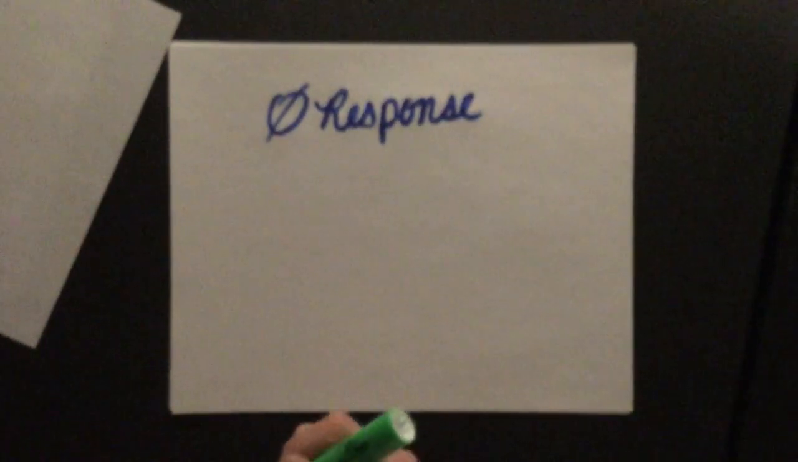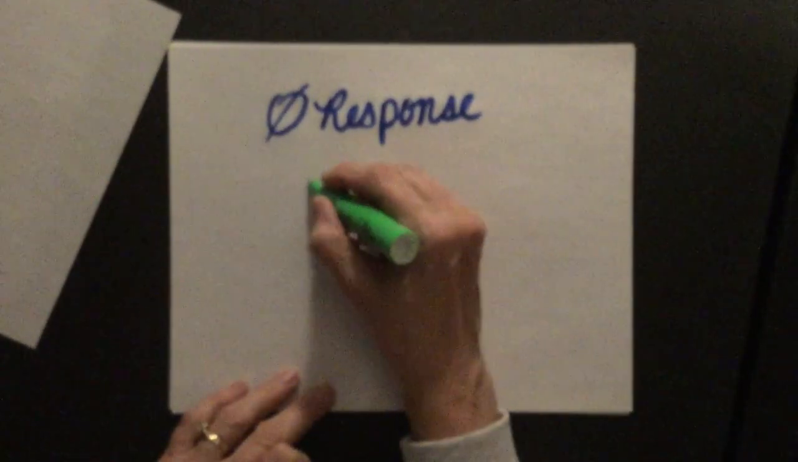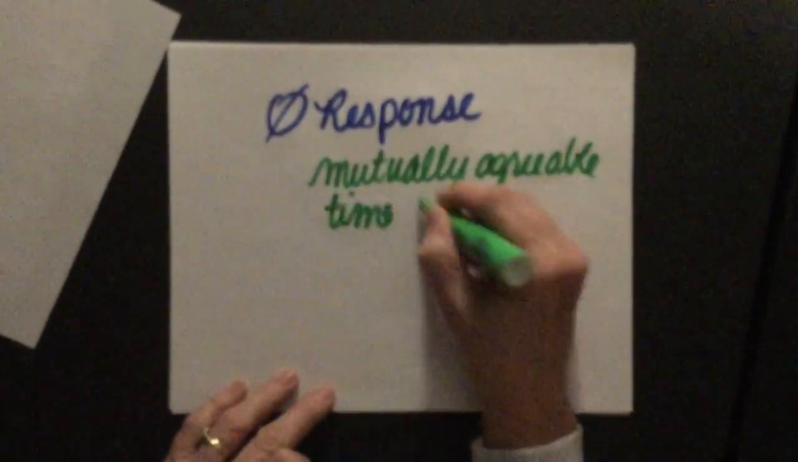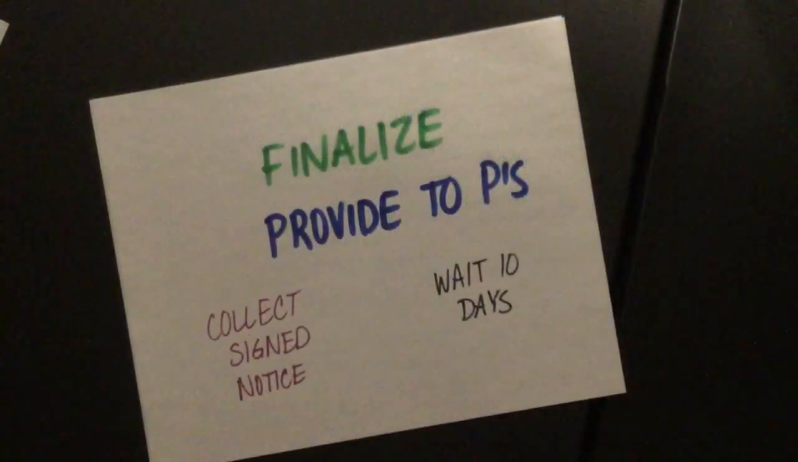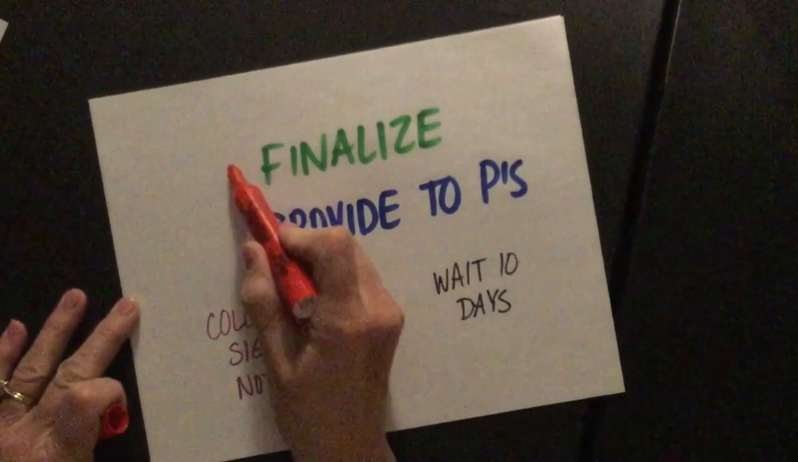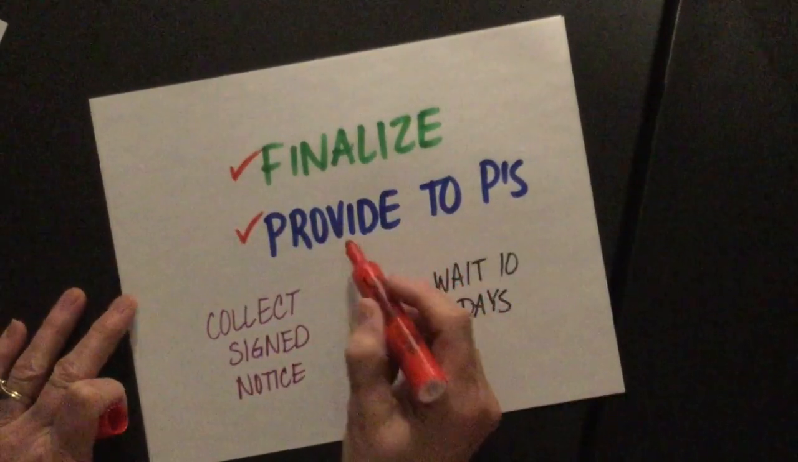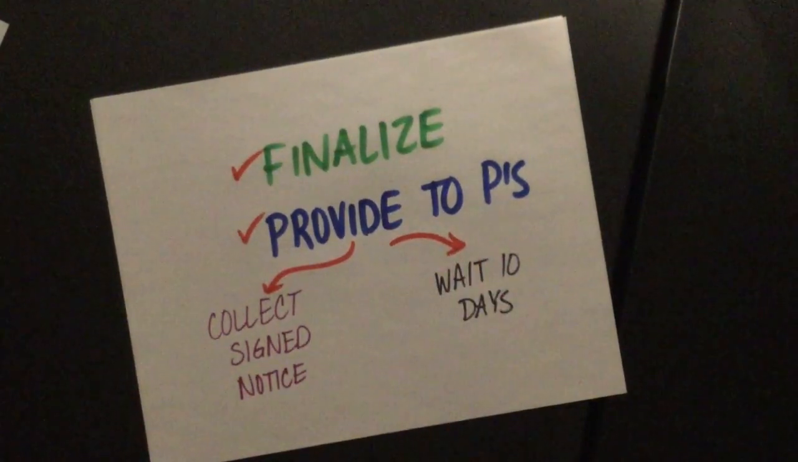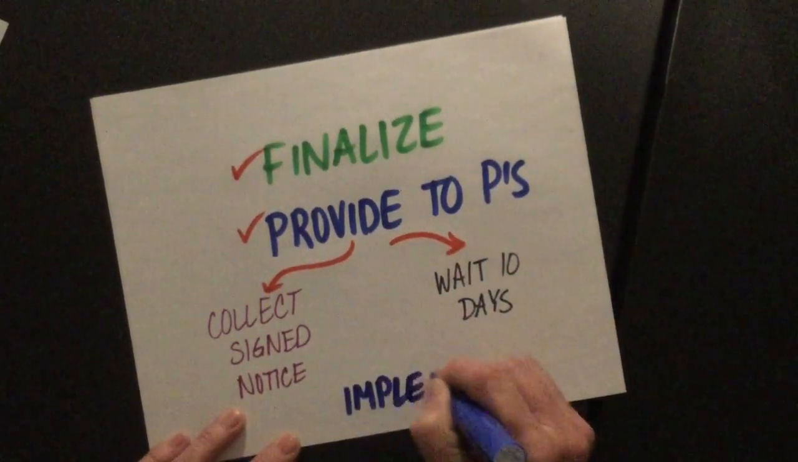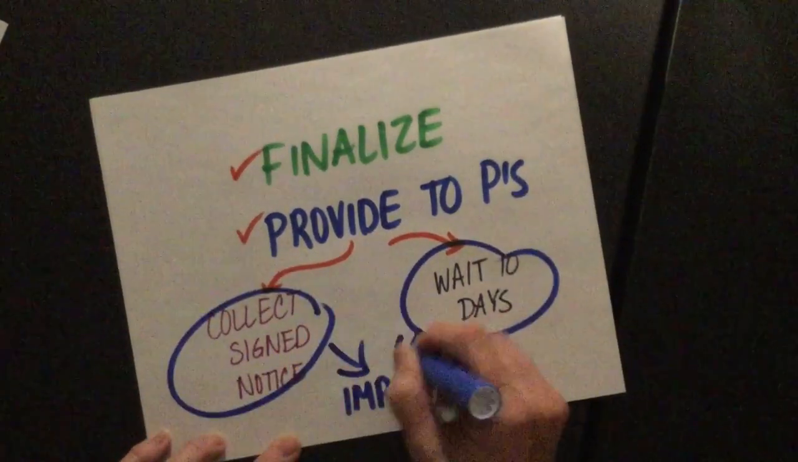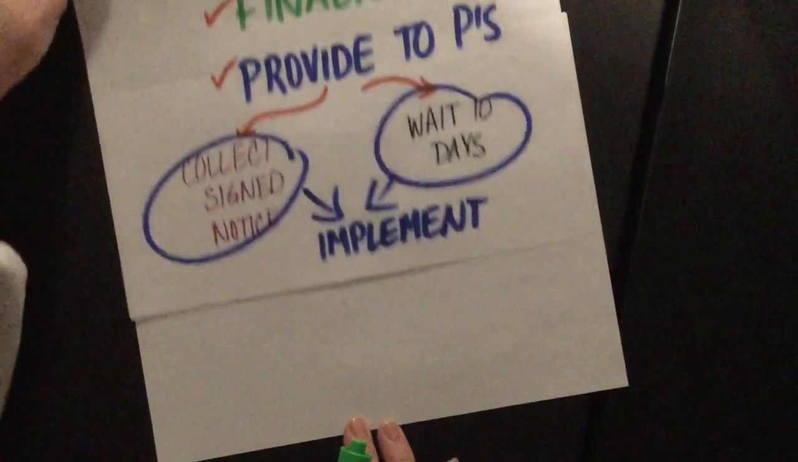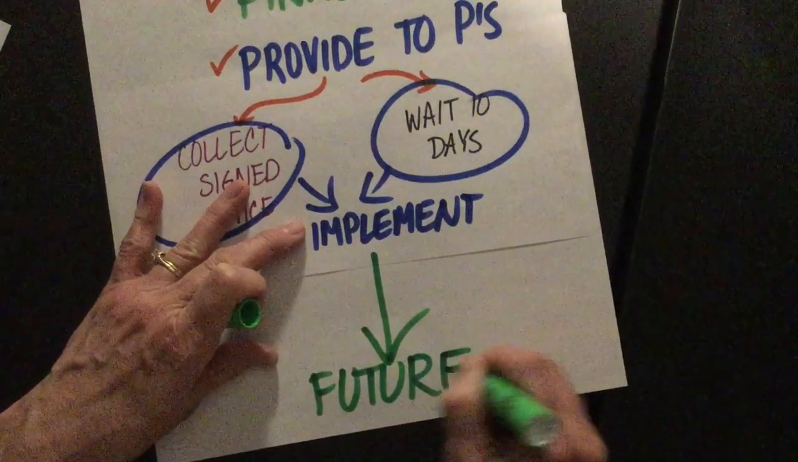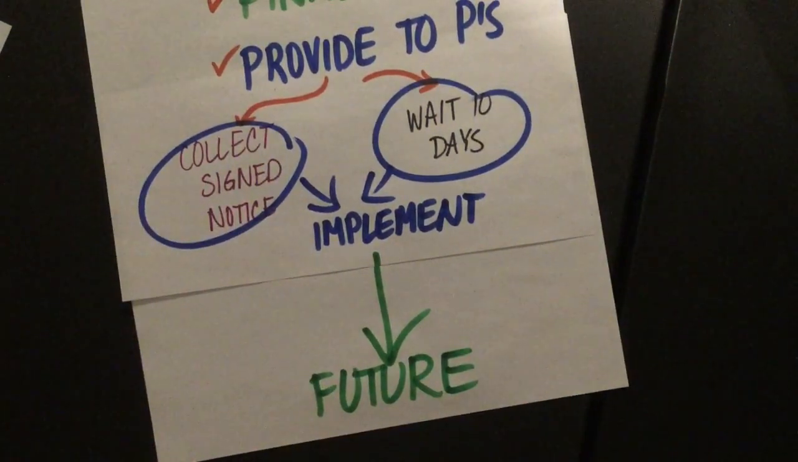This is under the assumption that you gave the parents plenty of opportunities for mutually agreeable time. So the order that you have to think about this is, first you finalize, then you provide it to the parents, and you can either collect the signed notice or wait 10 days before you can implement. You can also set your implementation date into the future so that you are not scooting your implementation date earlier and earlier every year.